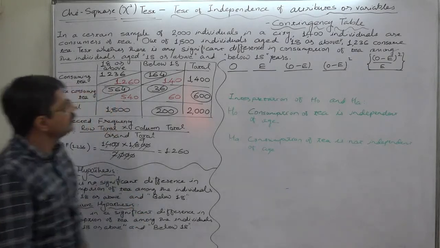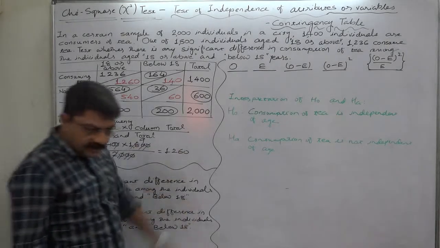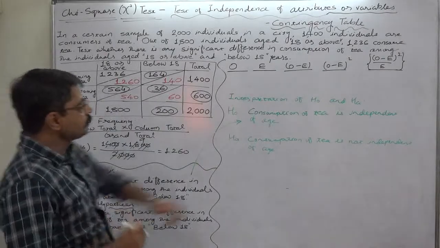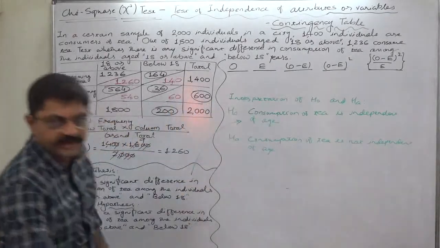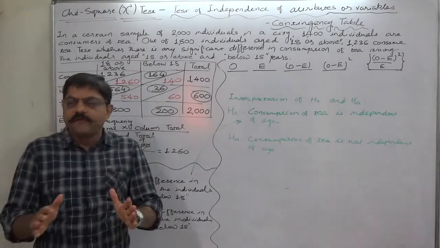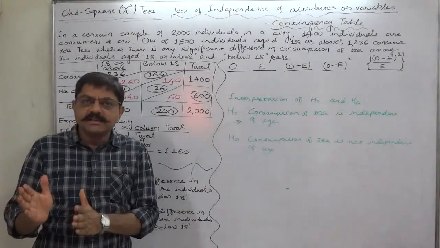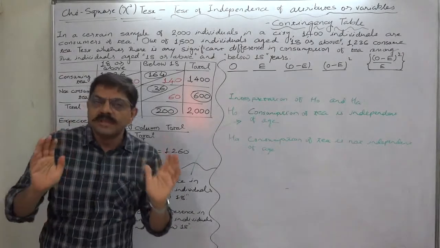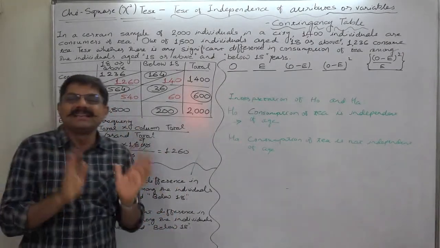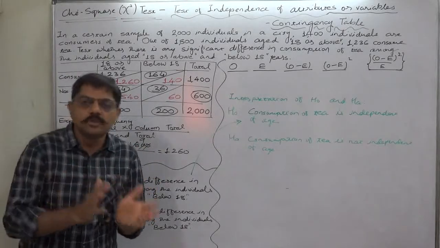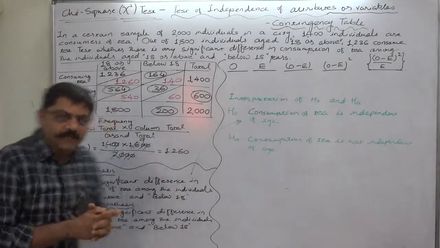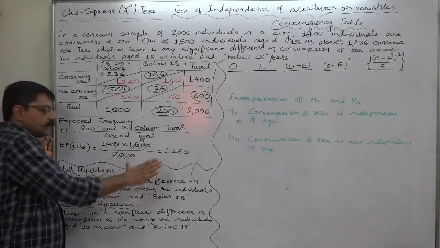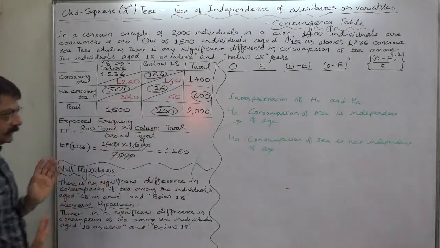But so far as independence is concerned, the interpretation of the null hypothesis can be: consumption of tea is independent of age. Whatever the age of the individual is, whether 18 or above or below 18, there is no significant difference in the characteristic of consumption of tea. That kind of interpretation can be there for the hypothesis given in the question.